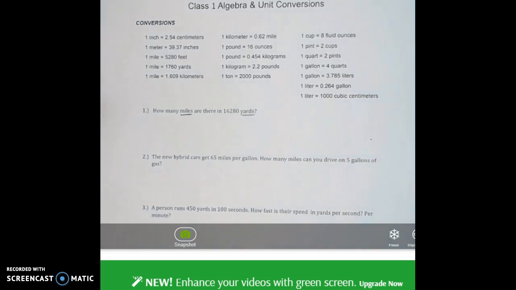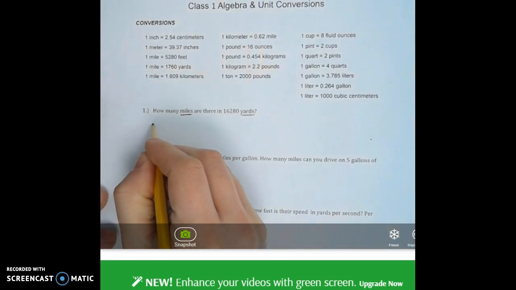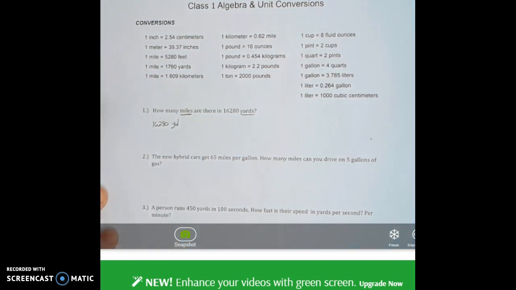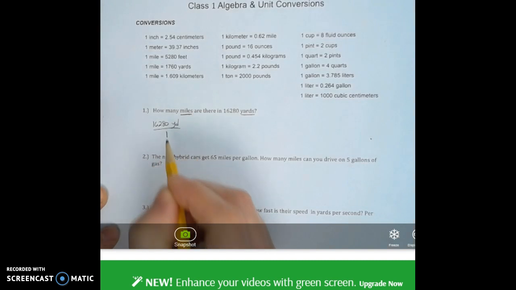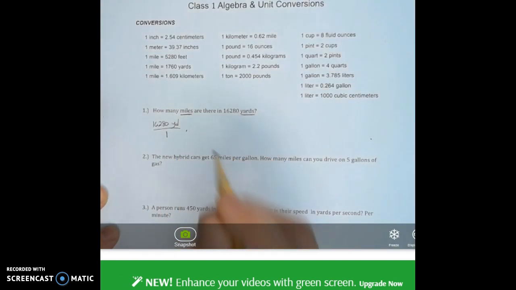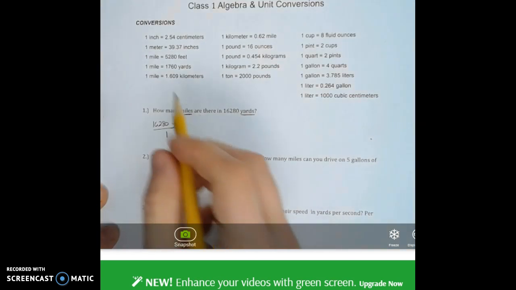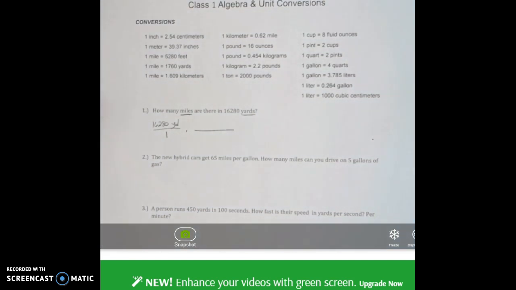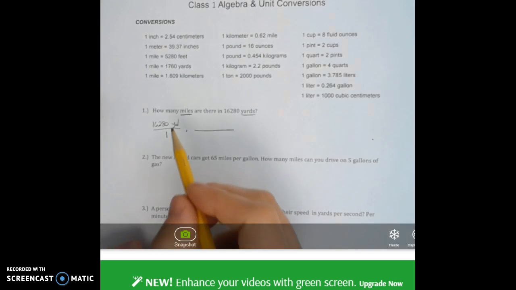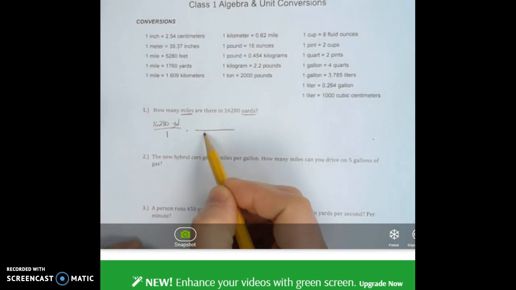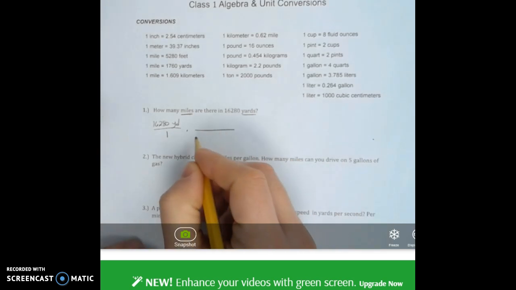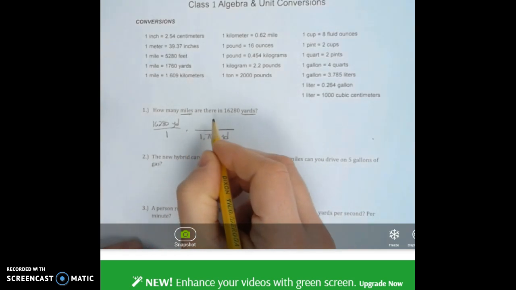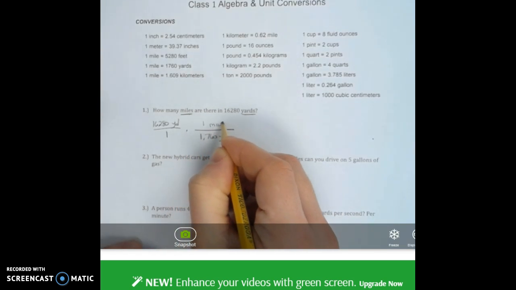I'm going to set up a multiplication problem here, where I'm going to take my 16,280 and I'm going to include the yards label on there. I always want you to include your labels. I'm just going to put that over 1, and I'm going to multiply that by that conversion that I was told right here. Now I'm going to set it up in such a way where I can eliminate a couple of my units here. Since I have yards up here in the numerator, I'm going to put the yards down here in the denominator, and that'll make sense in just a moment. 1,760 yards, and that was the same as 1 mile.